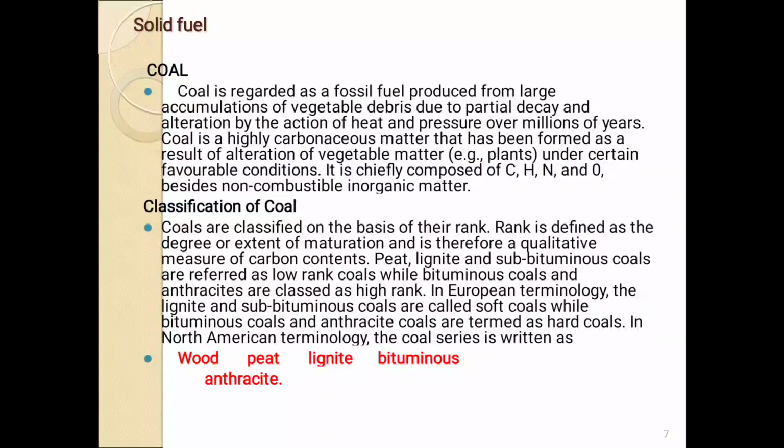In European terminology, lignite and sub-bituminous coals are called soft coals, while bituminous and anthracite coals are termed as hard coals. In North American terminology, the coal series can be written as wood, peat, lignite, bituminous coal and anthracite.